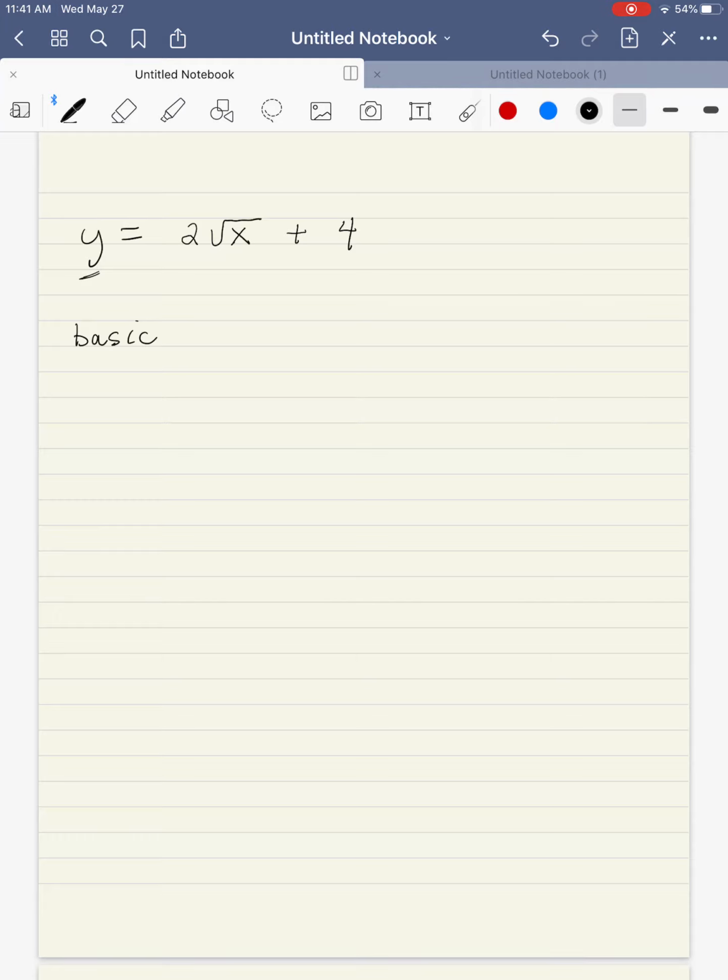What I want you to do is write the basic function, sketch the basic function, plotting a couple of points, list your transformations, and then I want you to try to graph y yourself, and then check back and see what I've done. Pause the video, do the work, and then turn the video back on after you've tried to graph y, and then compare to what I do.